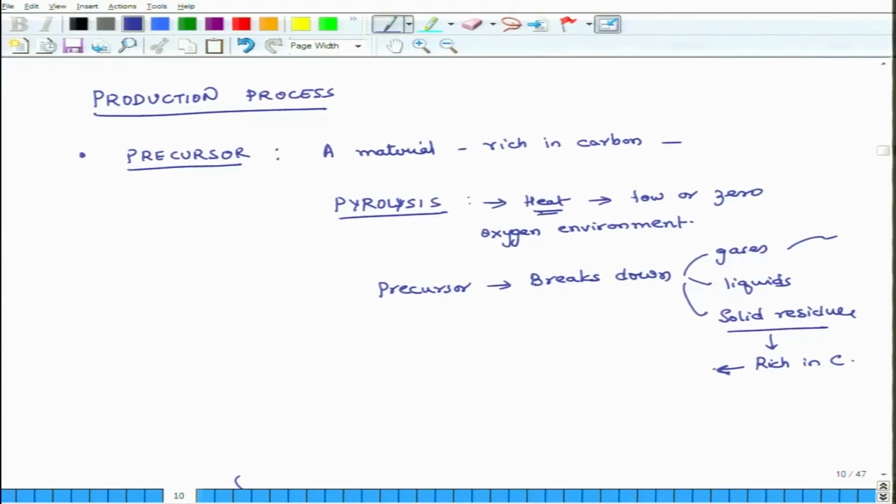So, this is what gives you the precursor. Okay. So, how do you get a precursor? You take a material which is rich in carbon, heat it through pyrolysis, and then you are left with a residue, which is the precursor. Okay. So this is your precursor, and if it is a good precursor, what should it have? It should have sufficient strength and handling properties.